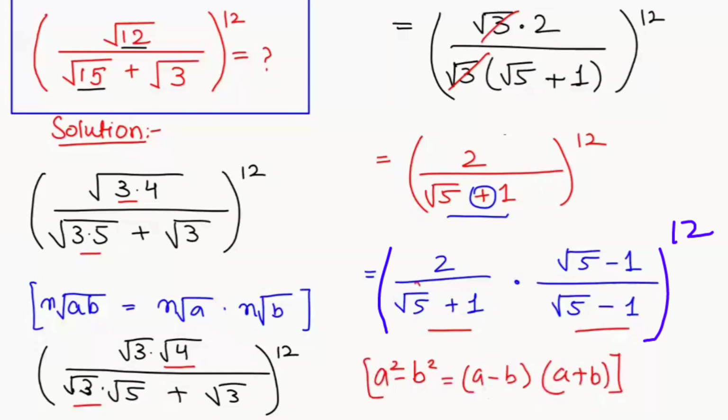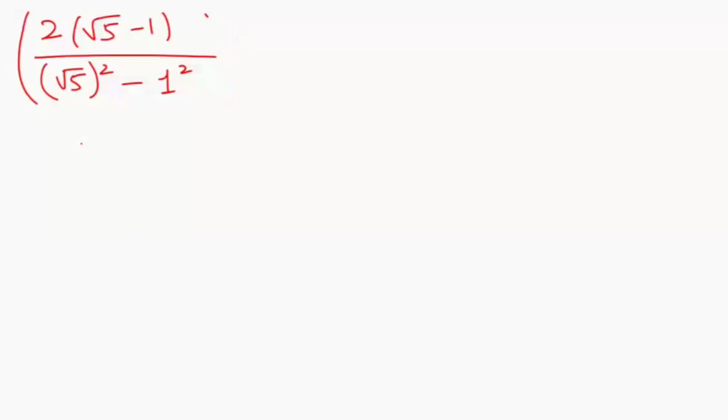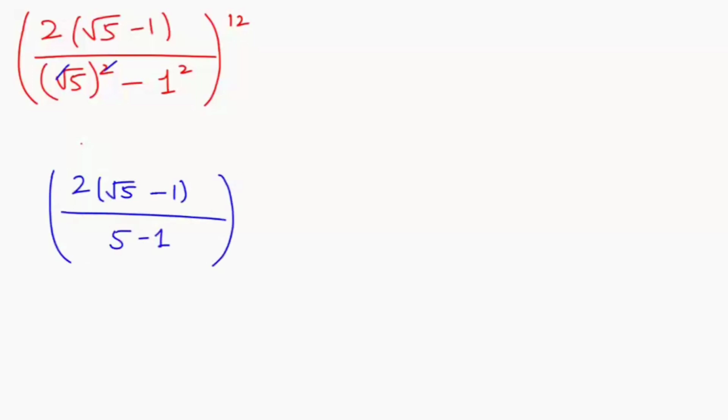Here we have the a and b values. So this equation turns to 2 times root of 5 minus 1 over root of 5 whole to the power of 2 minus 1 square, whole to the power of 12. Now here this square and this root get cancelled. So the next expression we get is 2 root of 5 minus 1 over 5 minus 1, and whole to the power of 12.